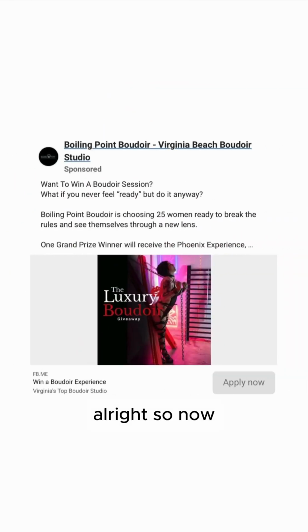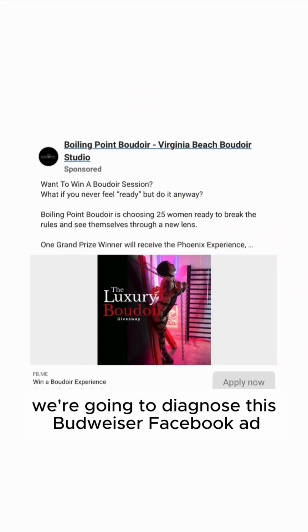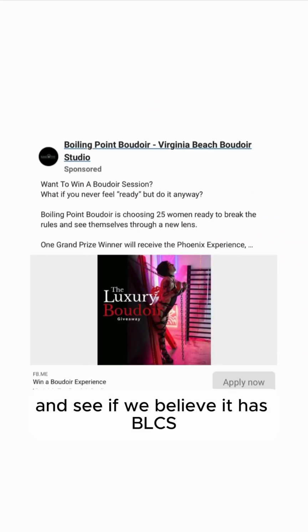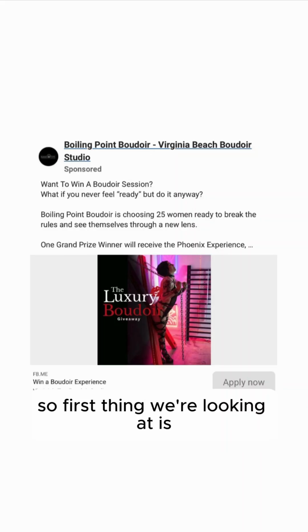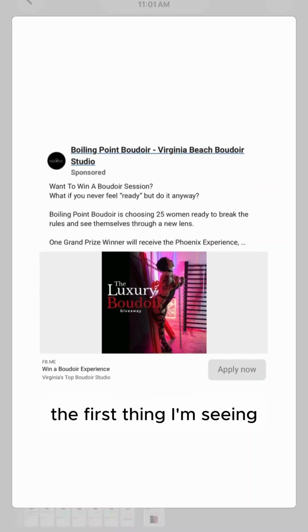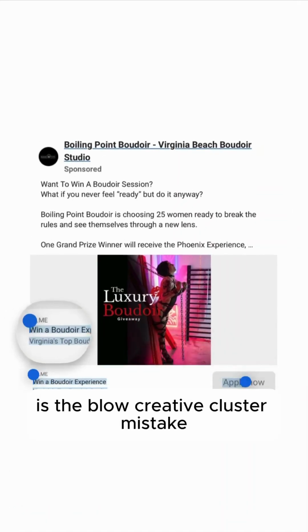All right, so now we're going to diagnose this Boudoir Facebook ad and see if we believe it has BLCS, Boudoir low click syndrome, and a unique CTR all under 6%. So the first thing I'm seeing is the below creative cluster mistake.